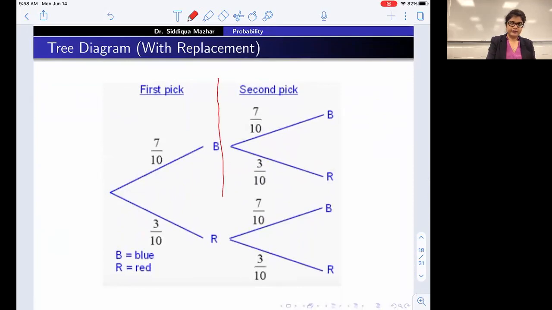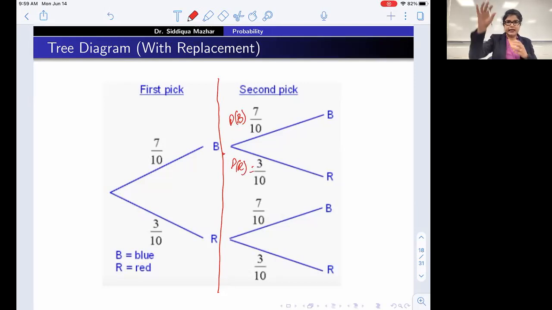So far we have represented the first trial. In the second trial, again, we have 7 blue and 3 red, because she's not eating the sweets, she's just putting them back in the bag. So again, we have blue and red options. The total number of blue sweets we have is 7. So if she selects blue, then the probability of finding blue will be 7 out of 10. If she picks red, that will be 3 out of 10.